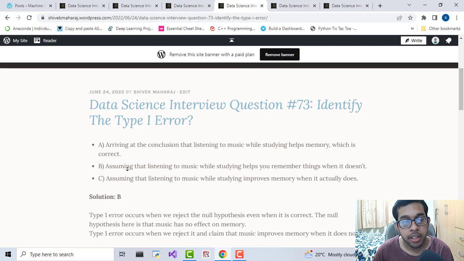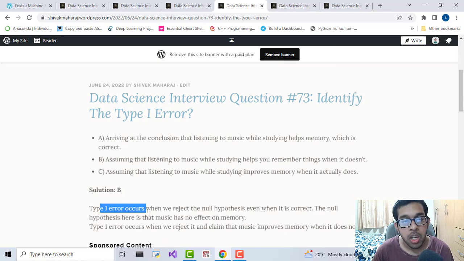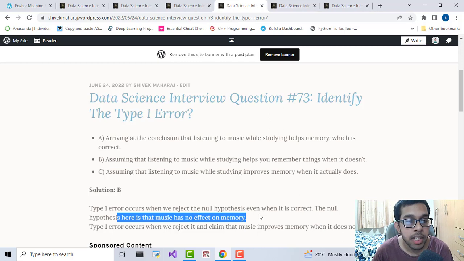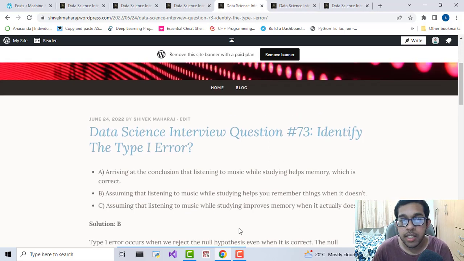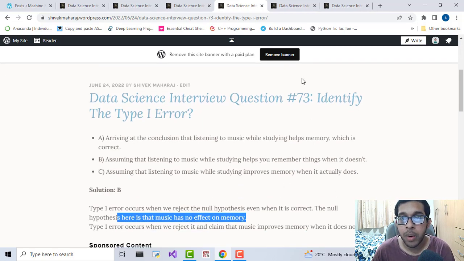Type 1 error, if you guys recall, occurs when we reject the null hypothesis even when it is correct. The null hypothesis here is that music has no effect on memory. Type 1 error occurs when we reject it and claim no, in fact, that music does improve memory when it does not. Okay, so that is a simple scenario of the type 1 error.